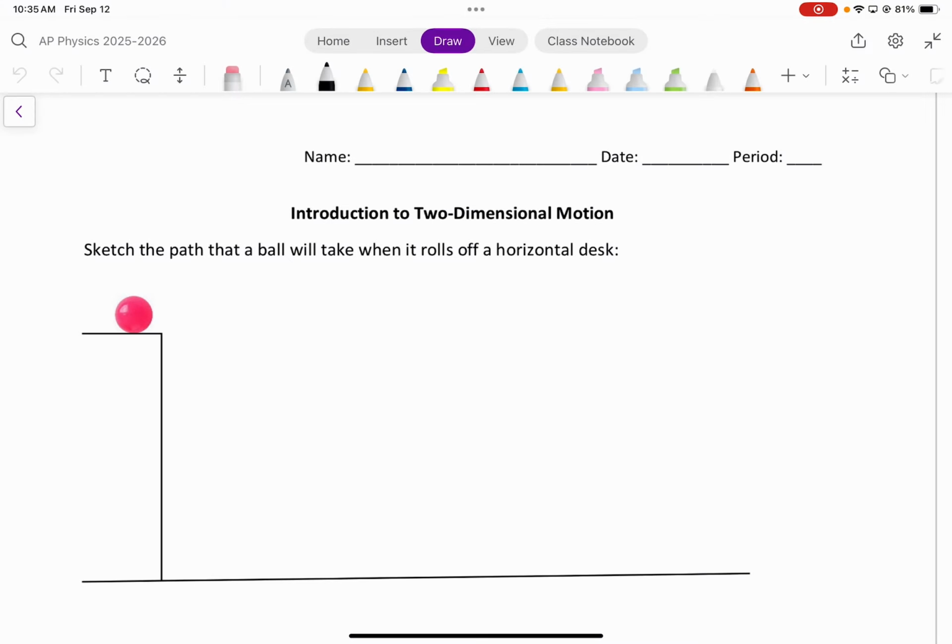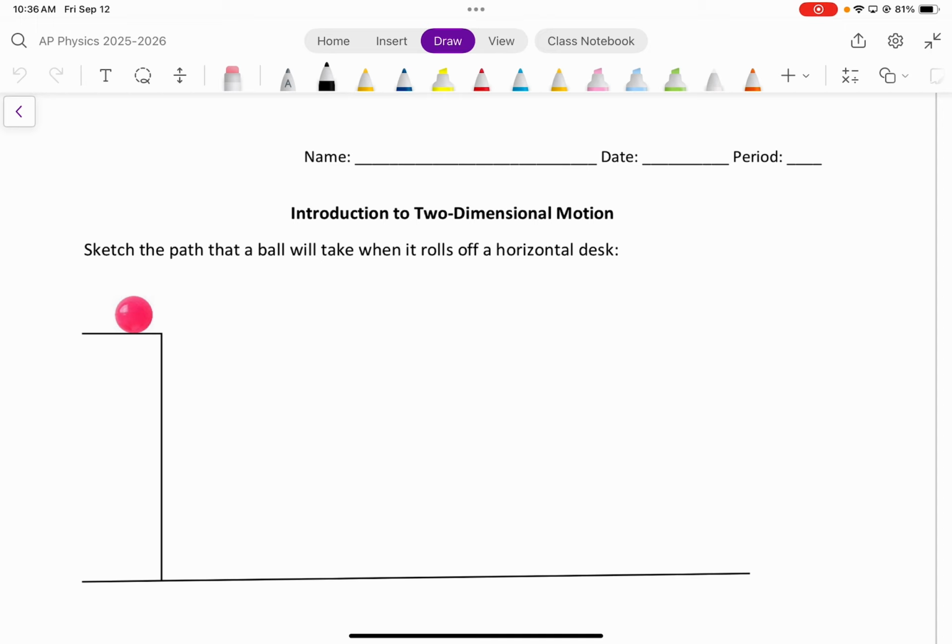I'm recording. All right, so we're going to start chapter 3. So this is two-dimensional motion. It would help if y'all had a handout. This is going to be very, very helpful for you to have.